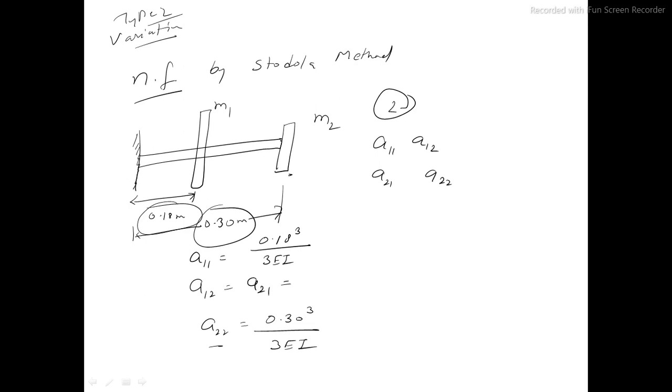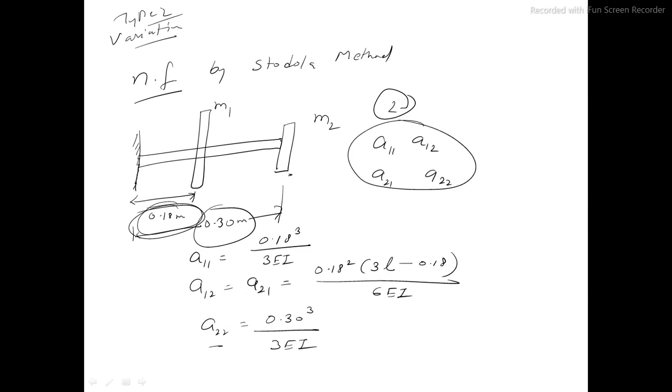Again, for the other coefficient you take this distance: 0.18 square times (3L minus 0.18), where L is the full length, divided by 6EI. So you have to calculate the influence coefficients in this way. You will calculate all these influence coefficients.